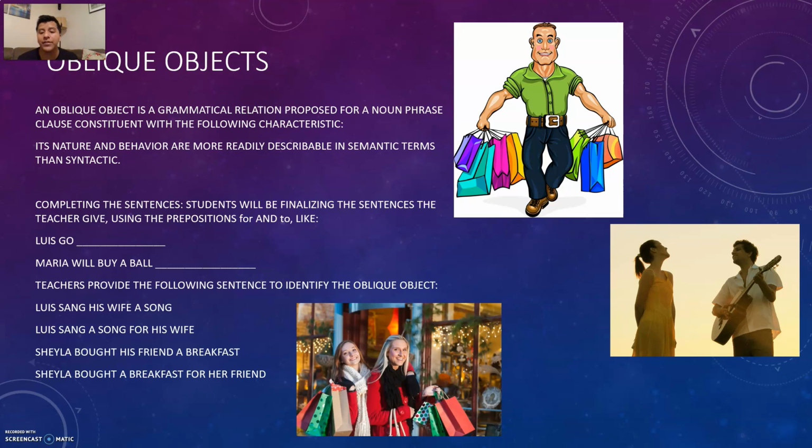So here we have three sentences. The first tip is completing the sentence. Students will finish the sentence that the teacher gave using the prepositions for and to, like in the first sentence. Luis goes for shopping. Maria will buy a ball to her friend. Teachers provide the following sentences to identify the oblique object.